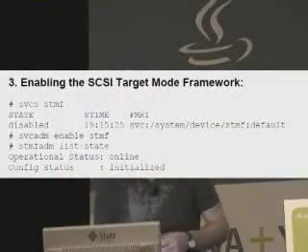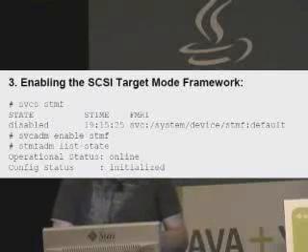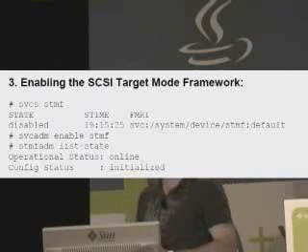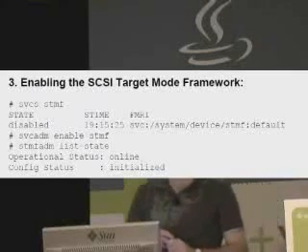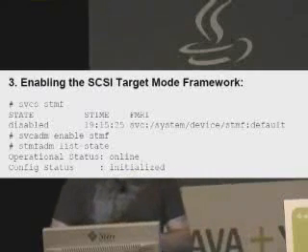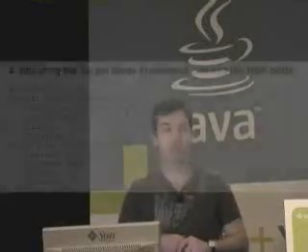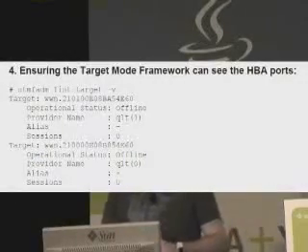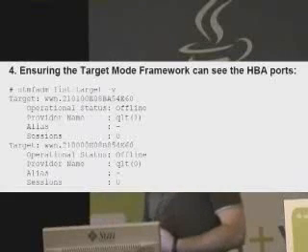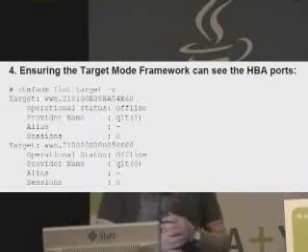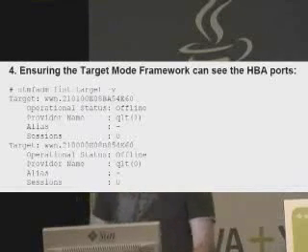What can we do with that? So first of all, let's make sure we enable the COMSTAR service, or the SCSI target mode framework. Again, this is all managed through SMF, which is another very cool thing about Solaris technology. Once we've done that, we want to make sure that the framework can actually see the ports that we've identified to be in target mode, and we can run that command there. That will give us a pretty good idea of what's going on with that.